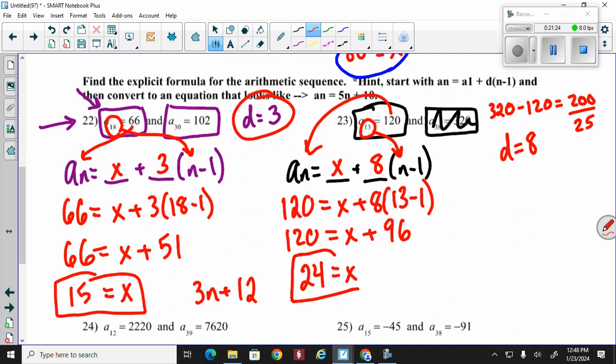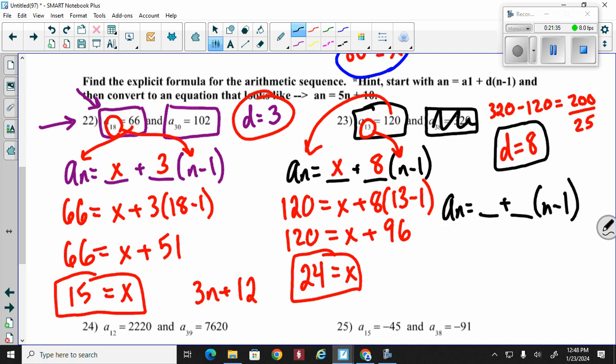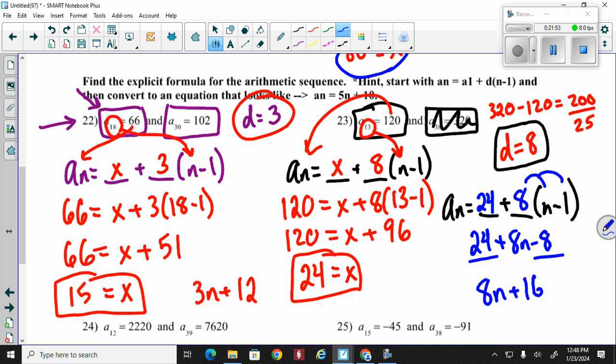There's my first term. All right, and I have my common difference, so I'm just going to put the two together. So a of n is equal to something plus something times n minus 1. And so when I do the math, my common difference is 8. My first term is 24. Distribute. So 24 plus 8n minus 8. Combine the first, combine the last. 8n plus 16. There we go.